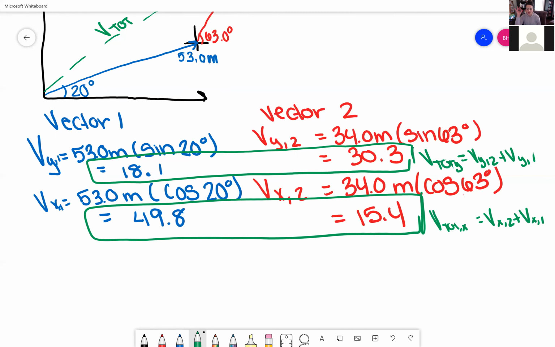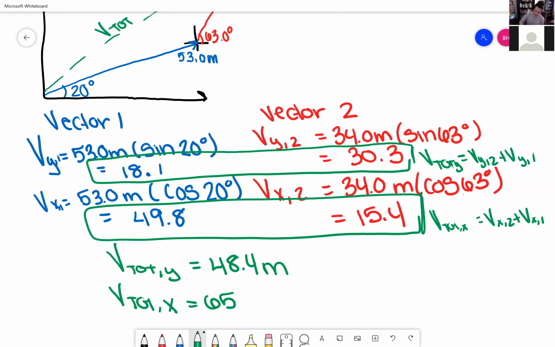And again, it doesn't matter if you do 1 or 2, they're the same thing. So if we were to get our total, v total y, 18.1 plus 30.3, this is going to be 48.4, and it's meters, just so you know. And then we're going to have 49.8 plus 15.4, and then v total x is going to be 65.2 meters. Okay, so that is our x and y component of that green line.